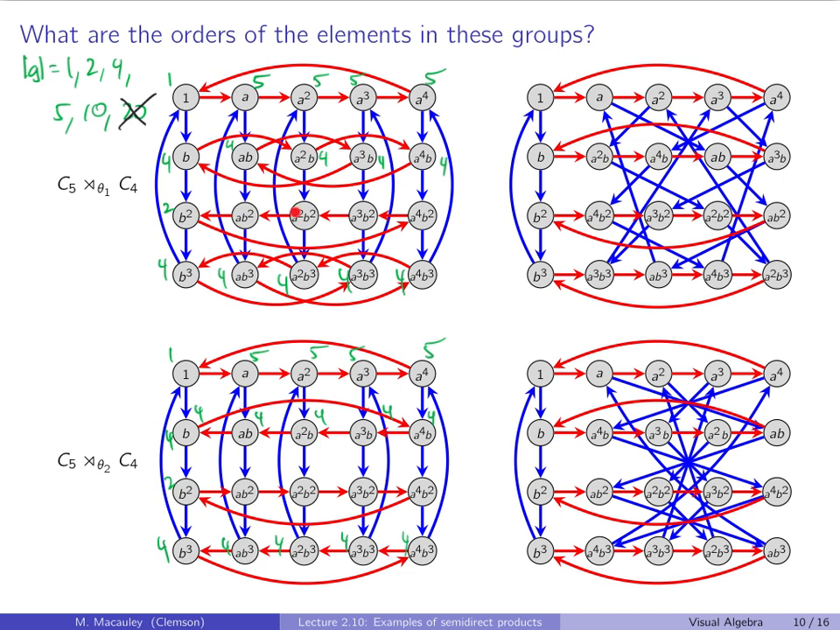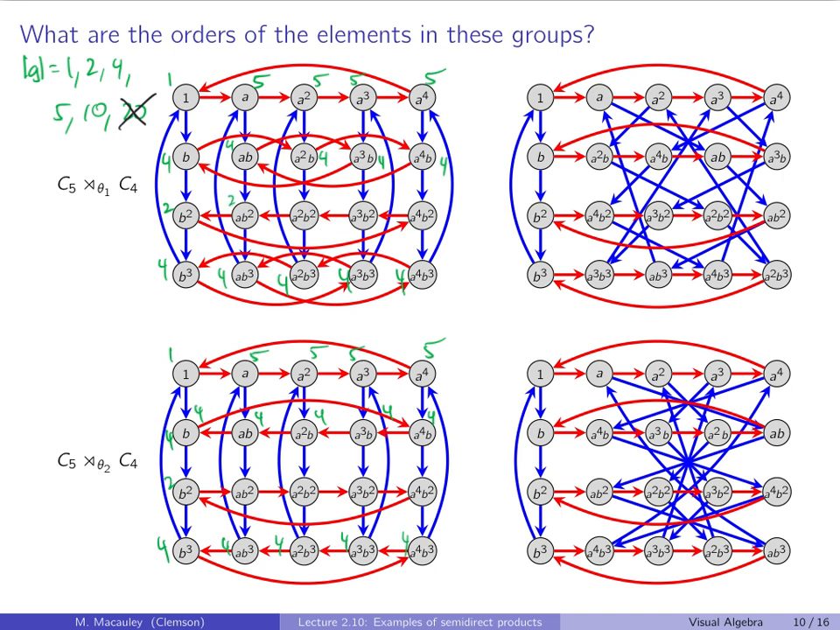So what about this middle row? Here, for this middle row, we are increasing the rows by 2. So every even number of steps, we're going to end back in our home row. That means that the order of a b squared has to be even. It can't be 5, so it's either 2, 4, or 10. Let's see what this is. Red, blue, blue, red, blue, blue. That has order 2.